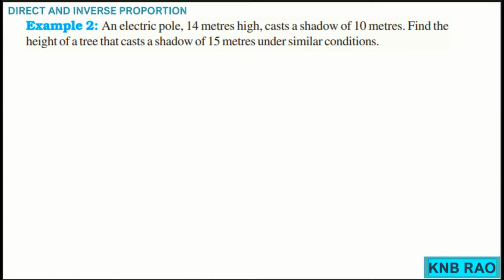Coming to the next question, number 2. An electric pole 14 meters high casts a shadow of 10 meters. Find the height of a tree that casts a shadow of 15 meters under similar conditions. Here I have a pole of 14 meters casting a shadow of 10 meters when the sun falls on it.